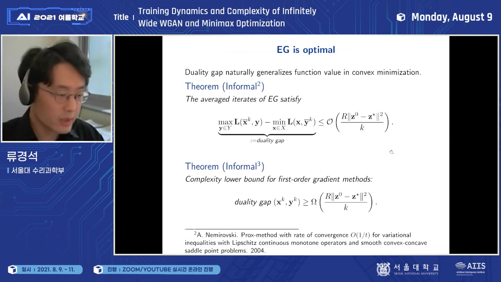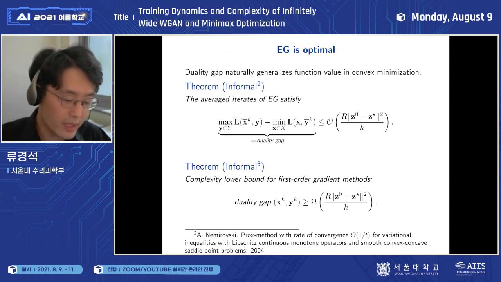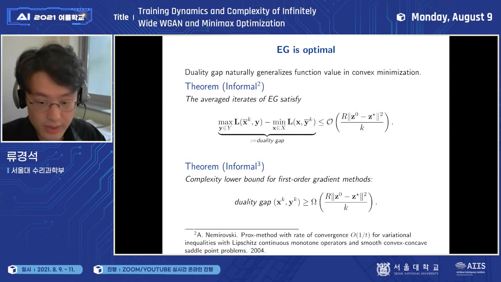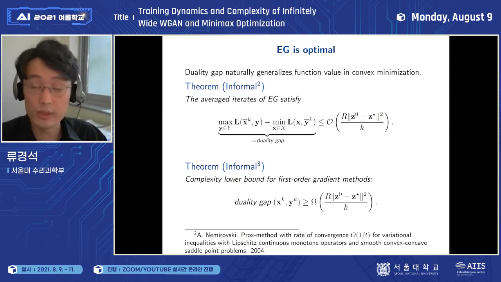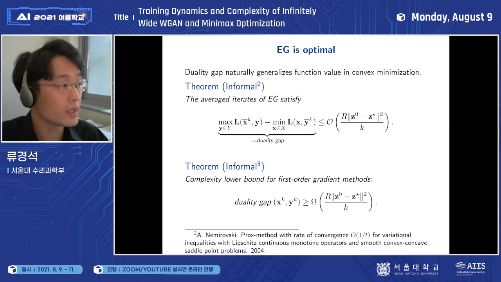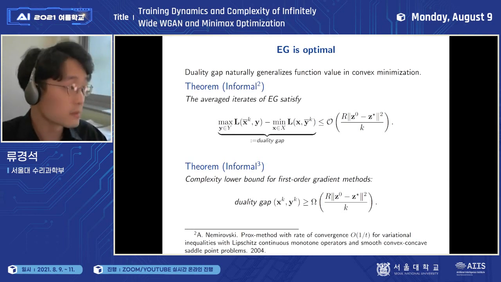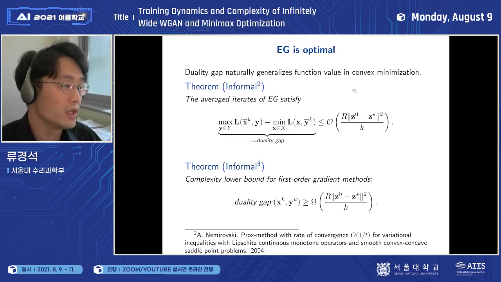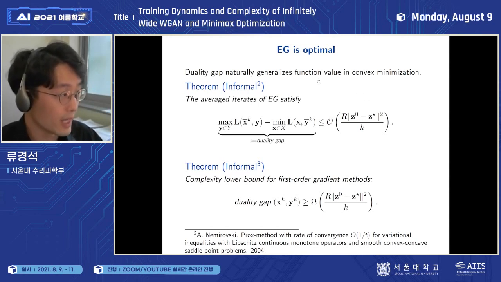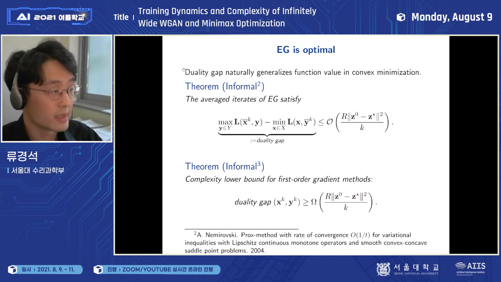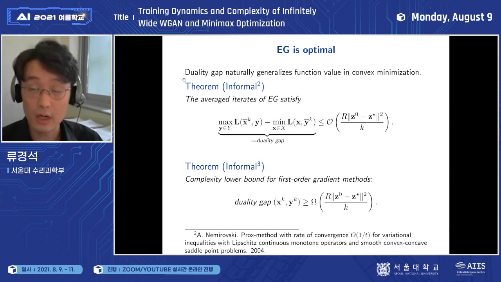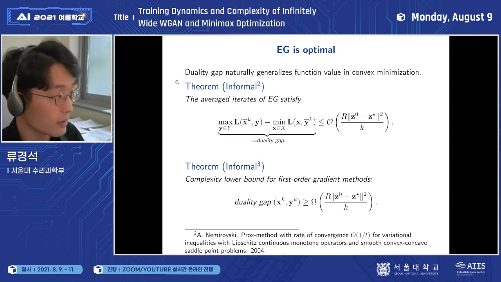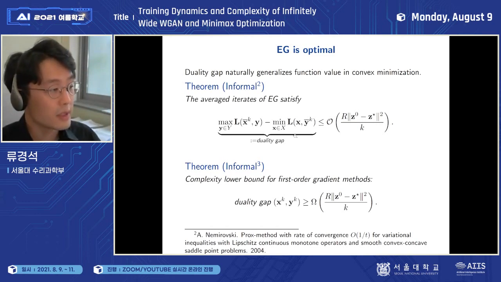So I said that the gradient descent ascent method in general doesn't converge, but does EG converge? Does the extra gradient method converge? Well, it does. And here is the classical convergence result. The convergence of EG is usually measured in terms of the duality gap. The so-called duality gap is a quantity that naturally generalizes the function value that's used in the convex minimization setup. So here's an informal statement of the convergence of EG.